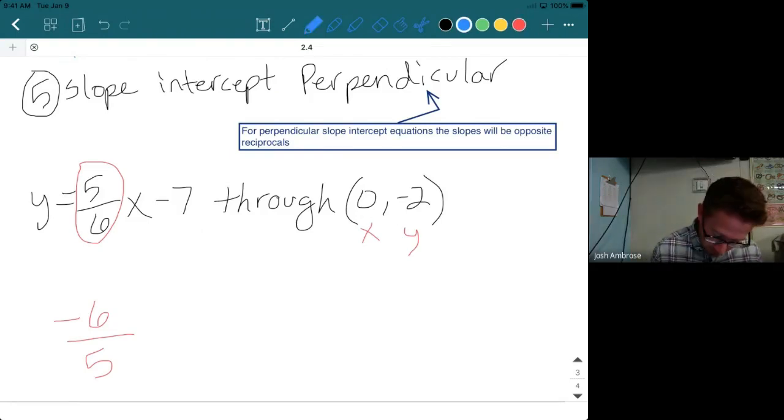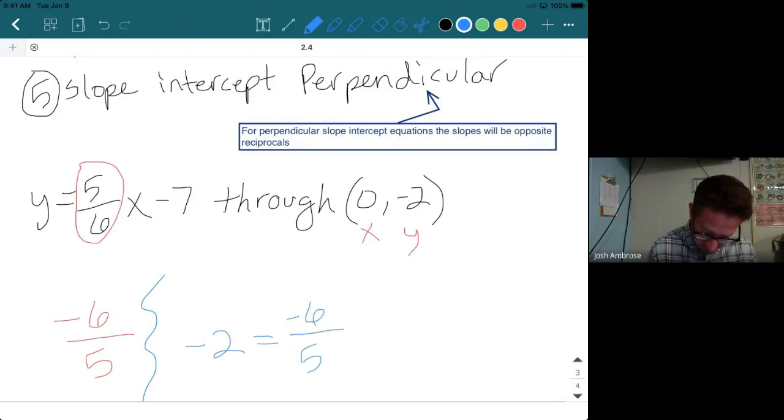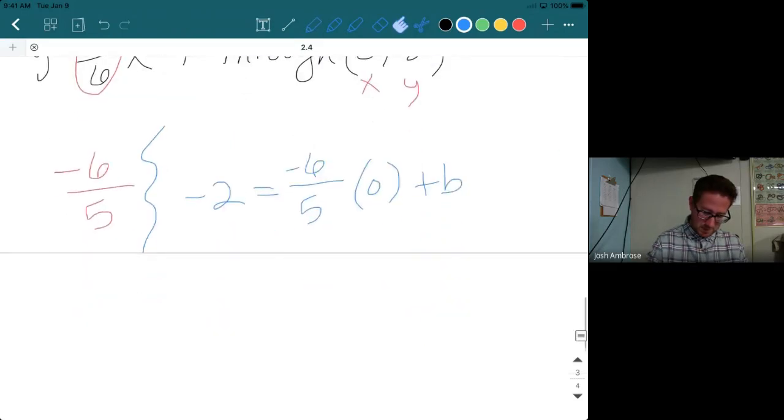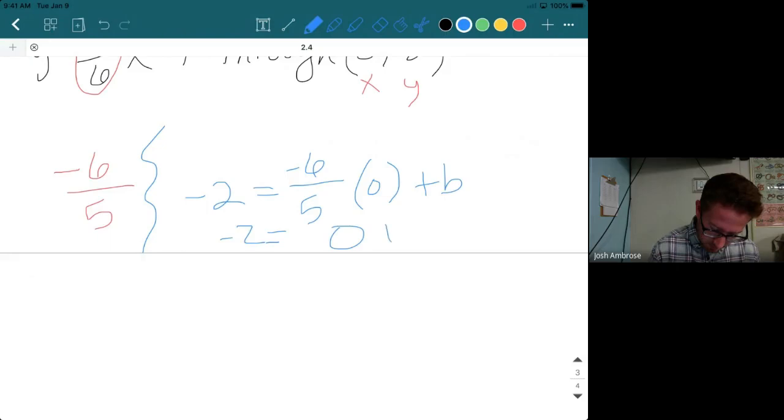All right. So I have a negative 2 equals negative 6 over 5 multiplied by 0. That's kind of nice. I'll cross that out. Plus b. So negative 6 over 5 times 0, that's 0. That's great. All right, that works out excellent for us. So what does that mean b is? B is going to be that negative 2 right there.